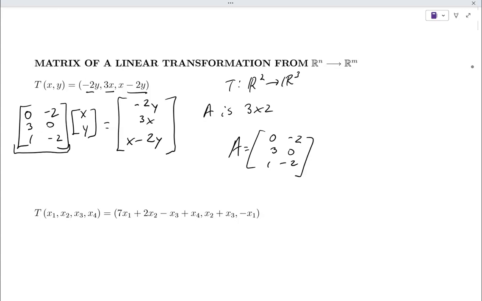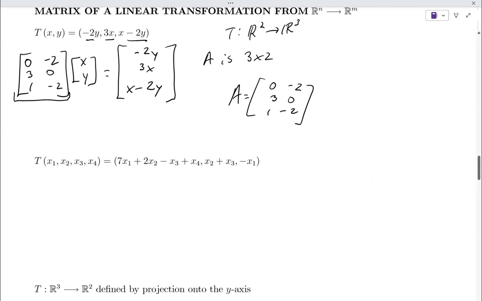So far, so good? Look at the next one. Dimension of our input space, dimension of our domain, is 4, good. Dimension of the codomain, dimension of the output space, is 3. I've got 3 components, right? See the comma separating them there? So this is going to go R4 to R3. So our matrix will have what size? 3 by 4, good.